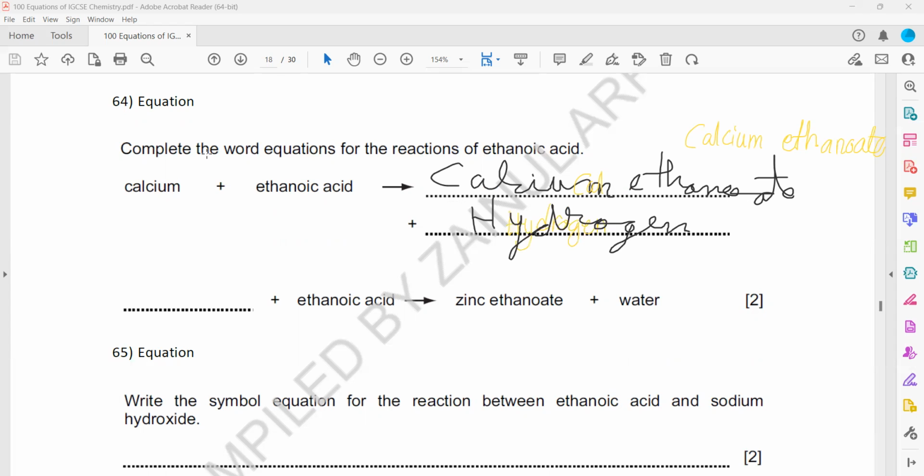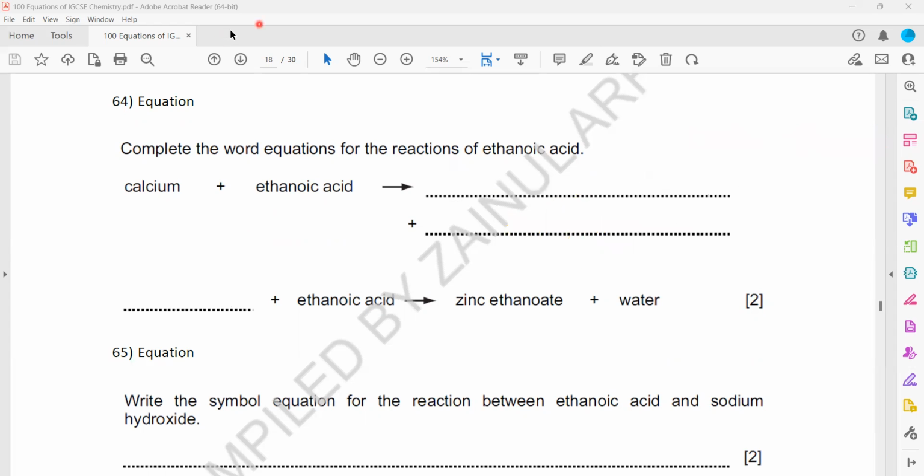Then the second one, acid is reacting with what substance to give us salt and water? So it cannot be metal here because if it was a metal, then hydrogen should be there. So it should be either a metal oxide or a metal hydroxide. So zinc oxide is correct, or if you mention zinc hydroxide, that's also correct. So metal oxide, zinc oxide plus acid gives salt and water. So zinc ethanoate plus water will be the product.